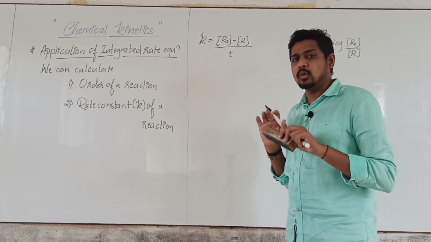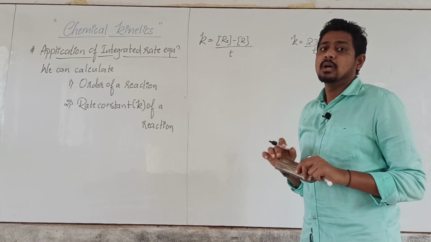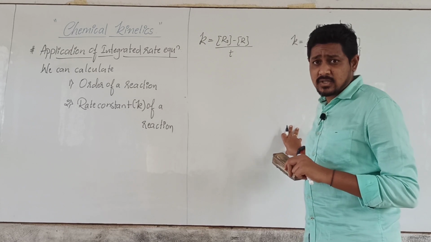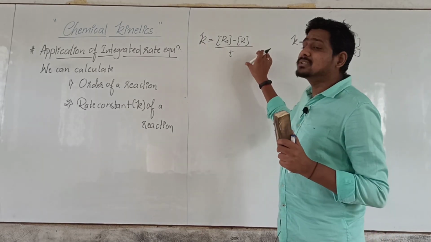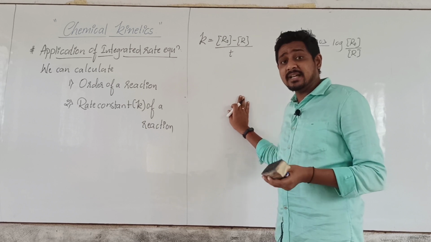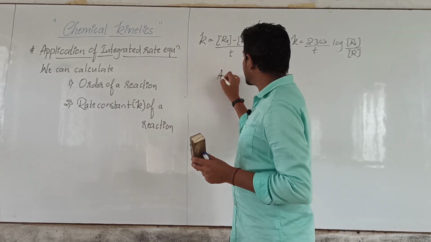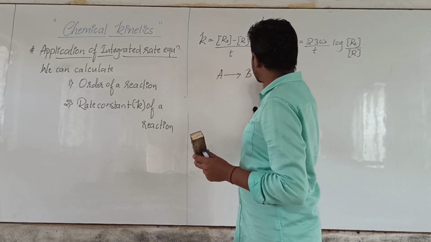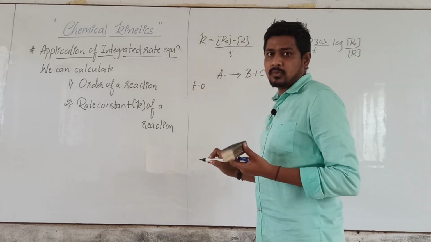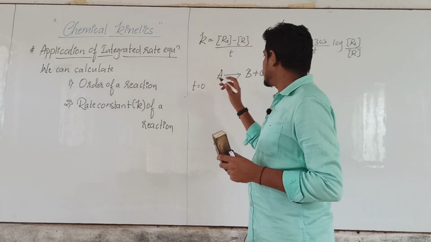you, suppose you are studying one reaction and you don't know what is the order of reaction, then what you have to do, you know the integrated rate equations, then you have to put the data, we call them as kinetic data of a reaction. Kinetic data means what? Say one reaction is there, say A is giving you B plus C. When time is equal to 0, you have to know what is the concentration of this.